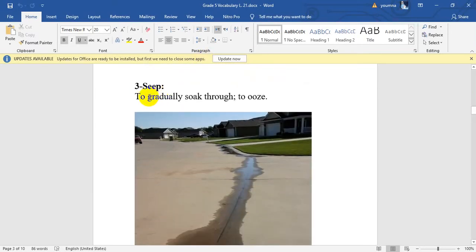Number 3, the verb seep. Seep, guys, it's to gradually soak through, or to ooze. Like the water here started to seep. It means to go through everywhere. Okay, so seep means to gradually soak through or to ooze.